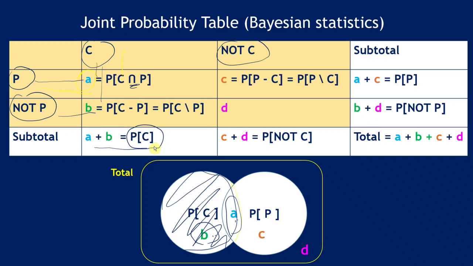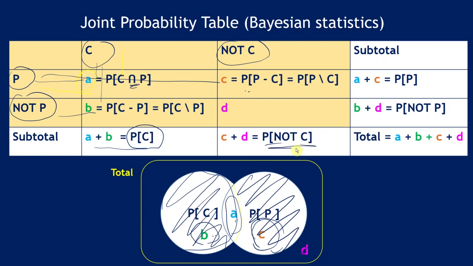Okay, and then we also have the column of not C. So not C would be this region, which is not C, but it's inside of P. So that's this region over here. And then you have D, which is not C and not P. So it's outside of P and it's outside of C. So everything else in the sample space is D over here. And then if you add C and D up, you will get everything that's not C. The probability of not C will be C plus D.